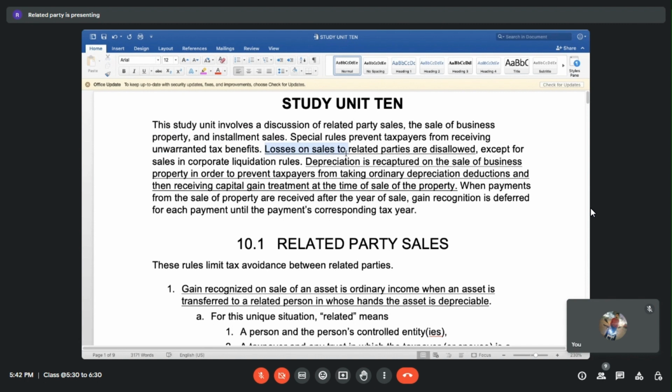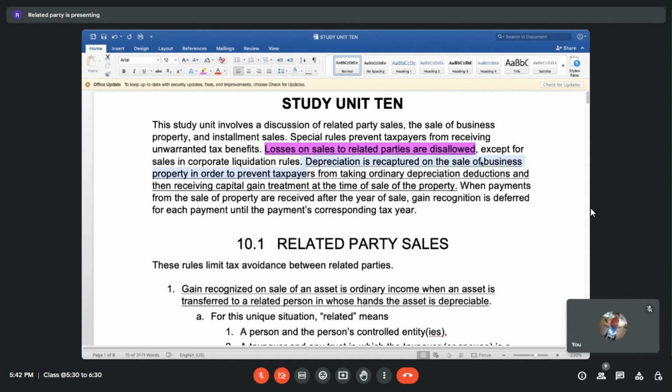Losses on sales to related parties are disallowed. That's completely disallowed. Any loss on sale to a related party, except for sales under corporate liquidation rules. If the corporation is liquidating itself, the company is shutting down, then it's a different thing. A shareholder may be a related party, and that's why they're talking about corporate liquidation. A shareholder may get money back in liquidation.